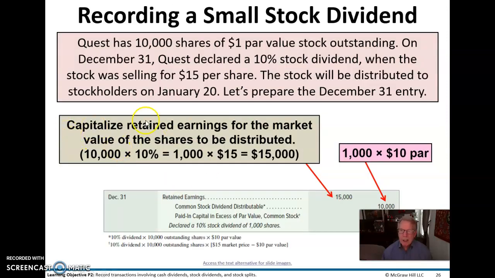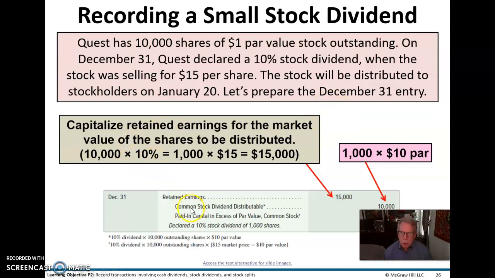Here, Quest has 10,000 shares of $1 par value stock outstanding, and they declare a 10% stock dividend. So that's going to be 1,000 shares. When the stock was selling for $15 a share, that's our market price, the stock will be distributed to the stockholders on January 20th. So let's see how that looks and how those are a little bit different.